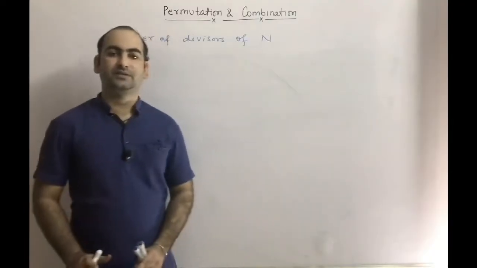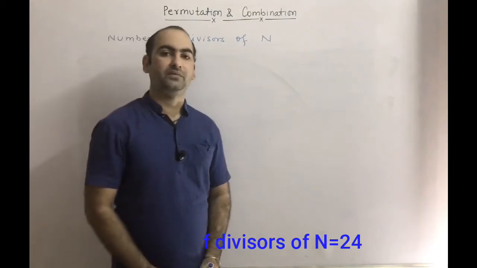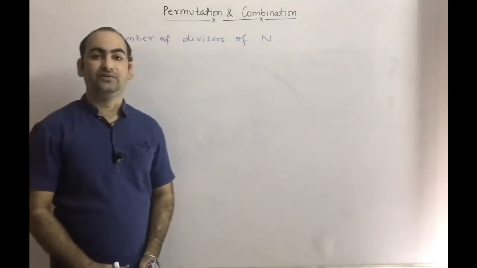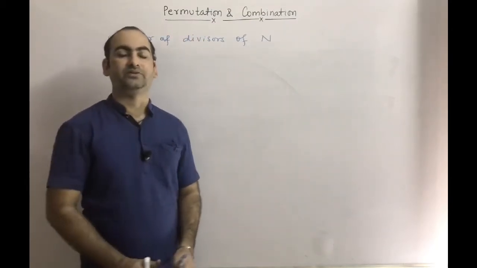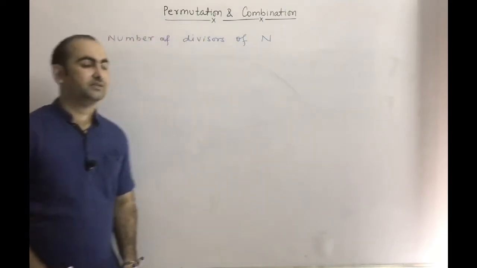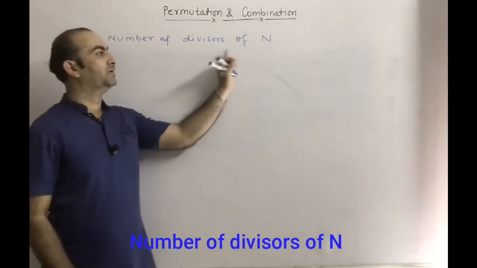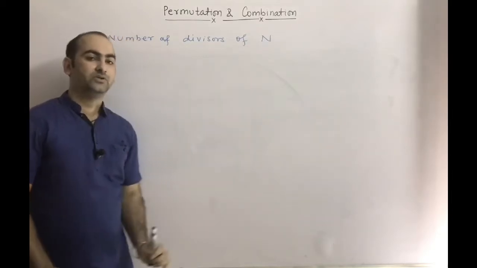In the last lecture we discussed the number of divisors of a number n equal to 24. In this lecture we are generalizing for n equal to a natural number. So in this lecture we are discussing the number of divisors of a number n, where n is a natural number.